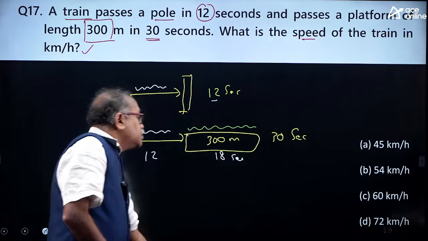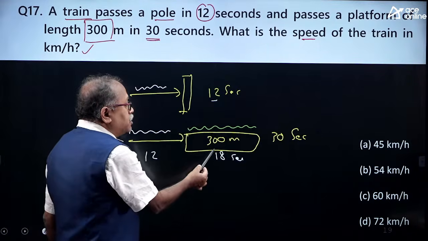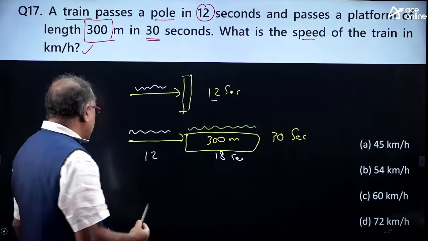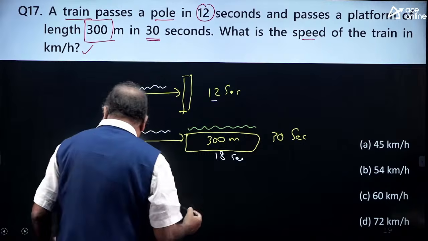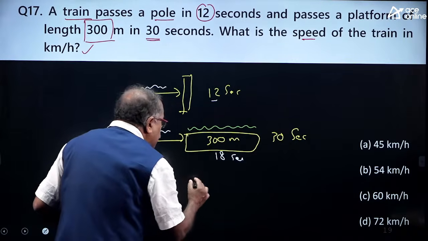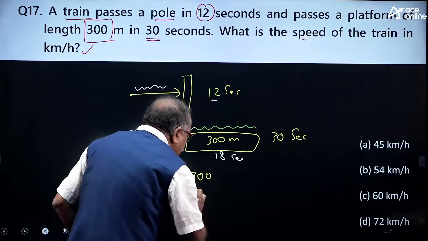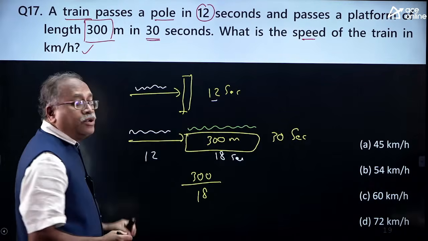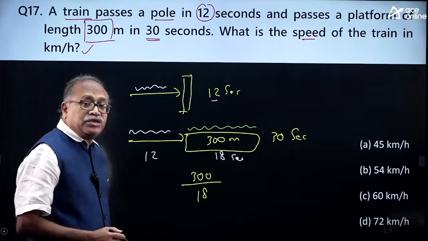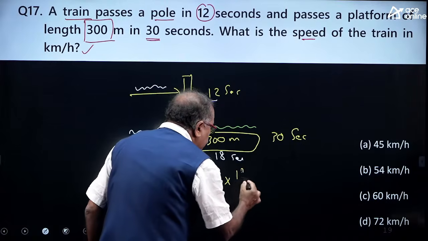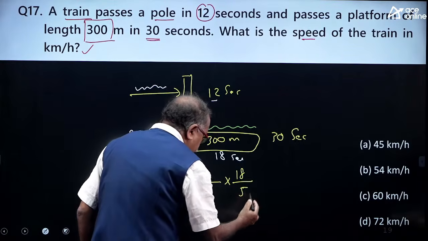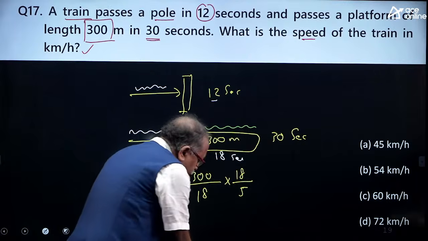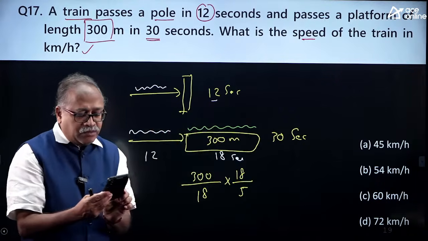So, now this 300 meter extra, it is taking 18 second extra. So, your speed of the train is 300 divided by 18, and I need the answer in kilometer per hour. This is meter per second. So, multiply this by 18 by 5, and someone has answered the question 54.